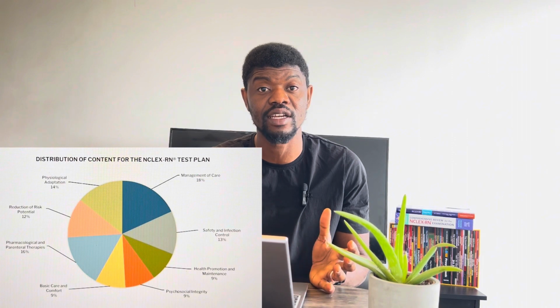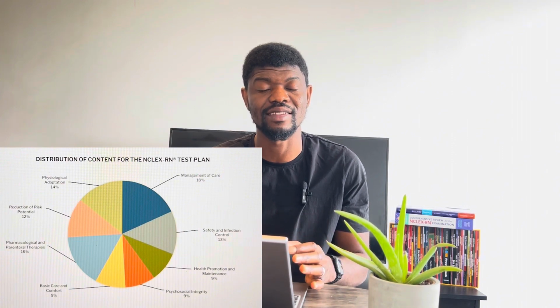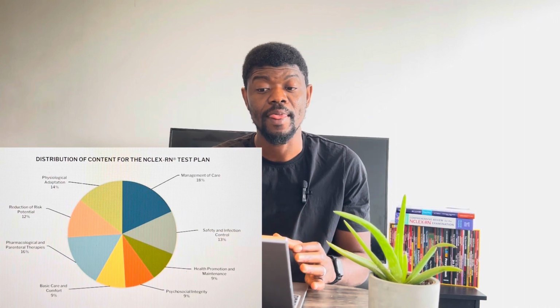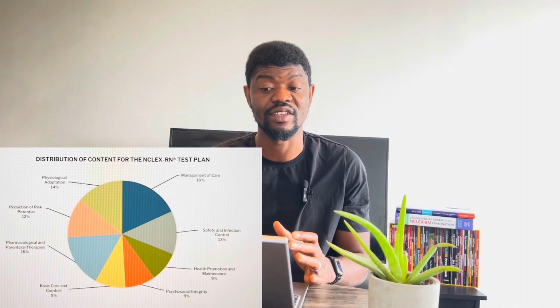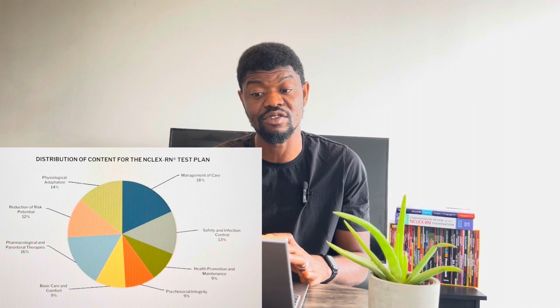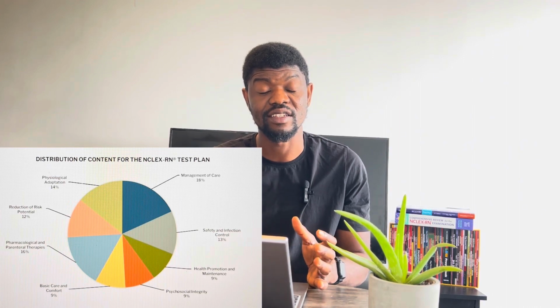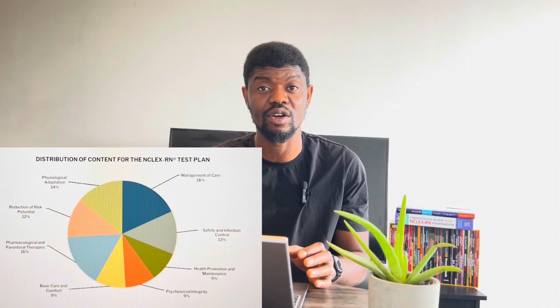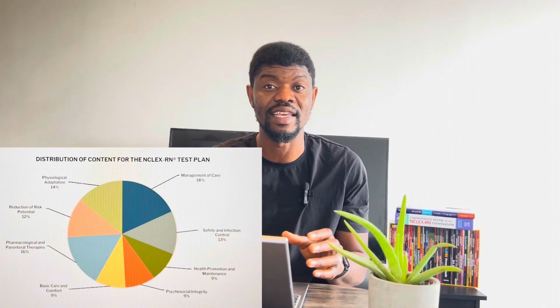You've got the risk reduction potential, and that's 9 to 15%. And then you've got psychosocial adaptation, which is 11 to 17%. So on your screens now, you see the various allocations in terms of percentages of questions that you may get based on these client need areas.